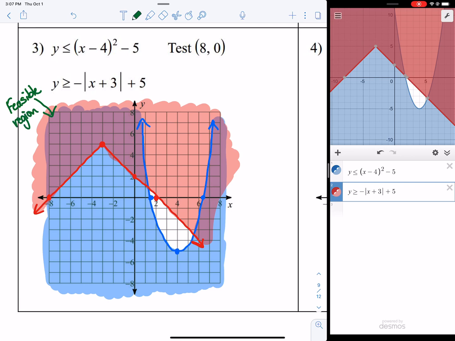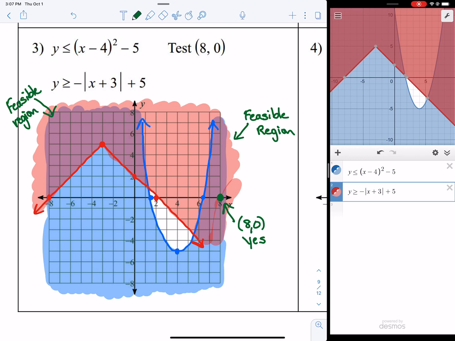And we're just testing (8, 0). So (8, 0) is over here. There's actually another little area of your feasible region because of the way this one is shaped. So there's another spot on that side. So at (8, 0), that is actually in that purple area of your graph. So that would be a yes.